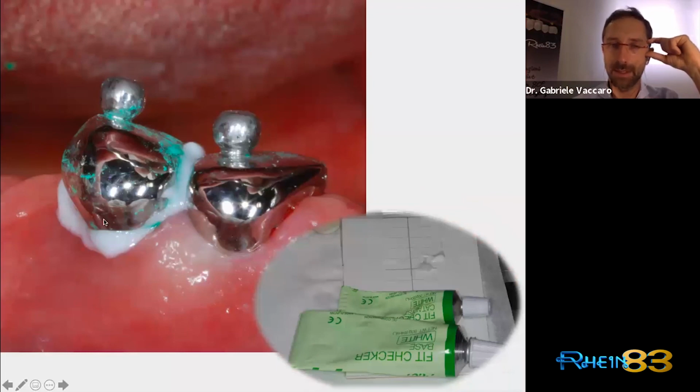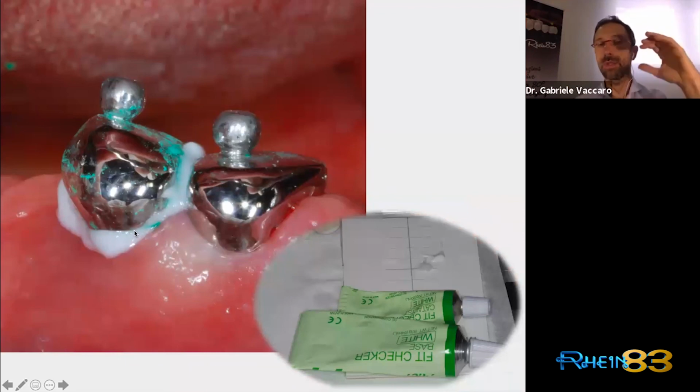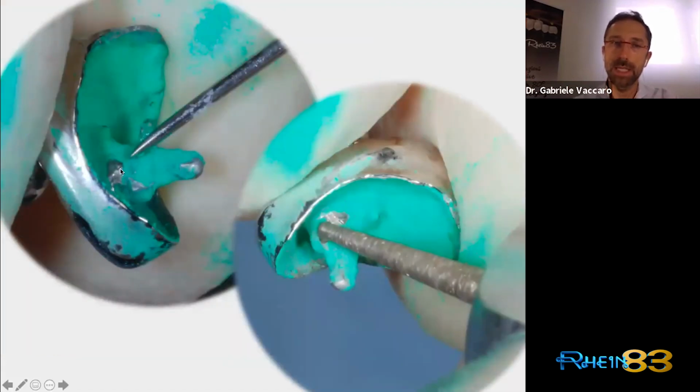After we cement the definitive Richmond-like attachment, we have to check that there is no contact, no friction between the root canal and the metal part, because we want it to sit perfectly passively. So we can check with fit checker, with powder check. If we see contact, we have to dig it out, so it can go exactly to its place, all the way down.